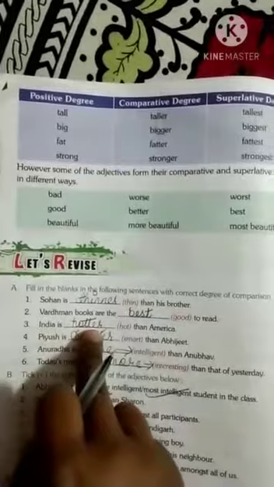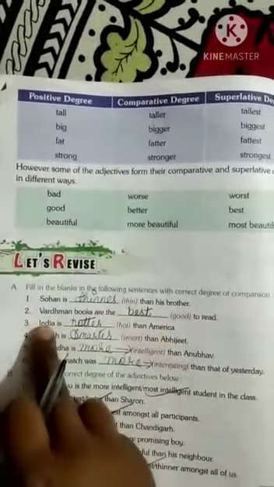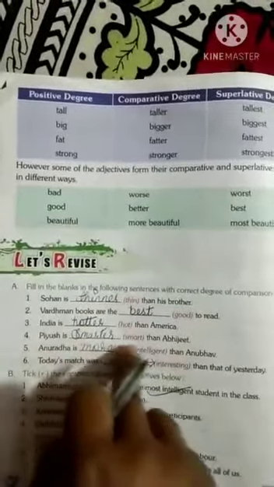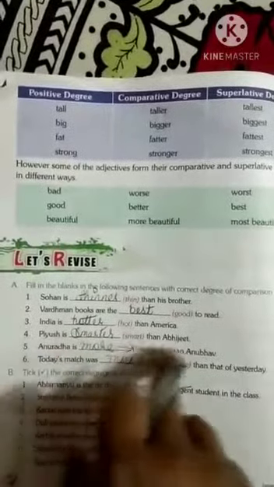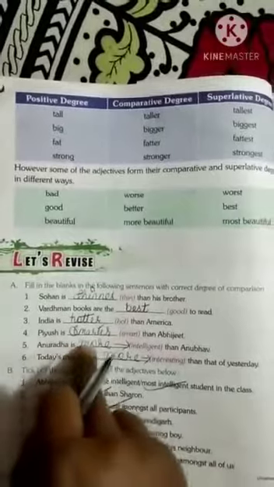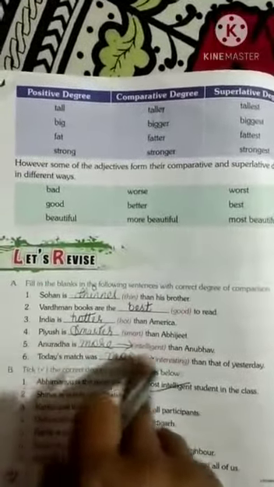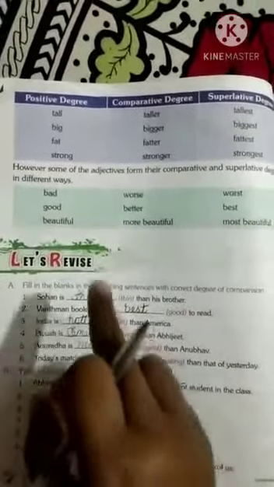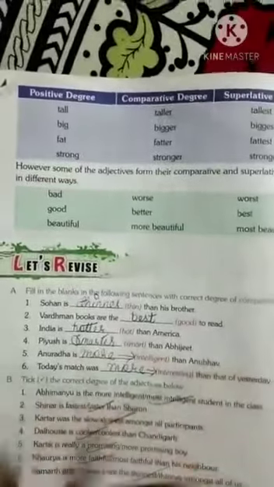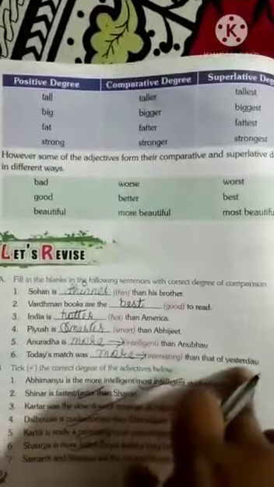India is hotter than America. Between two, the comparison is there, India and America, so it is hotter. Next is Piyush is smarter than Abhijit. Now this is also a comparison between two, so it is changed into comparative degree. Next is Anuradha is more intelligent than Anubhav. So now, intelligent is just like beautiful, so it will be more intelligent than Anubhav. Next is today's match was more interesting than that of yesterday.